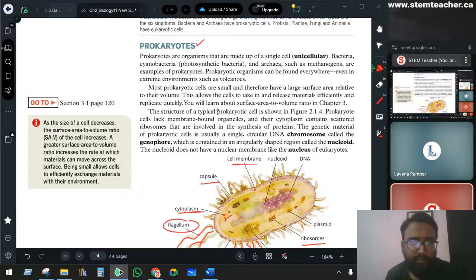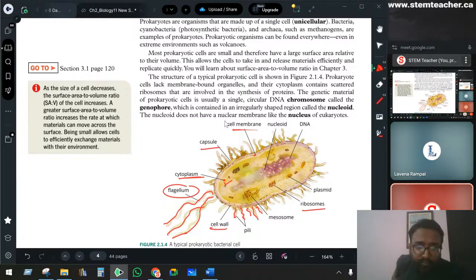Most prokaryotic cells are small and therefore have a large surface area relative to their volume. So they are very small. This allows the cells to take in and release materials efficiently and replicate quickly. You learn about surface area to volume ratio in chapter 3. The structure of a typical prokaryotic cell is shown. Prokaryotic cells lack membrane-bound organelles. Now I understood.